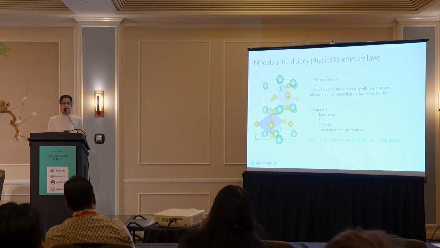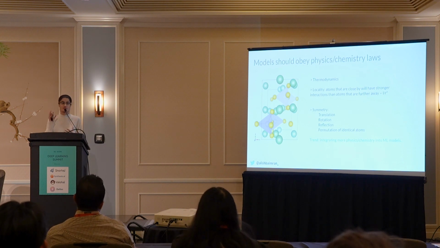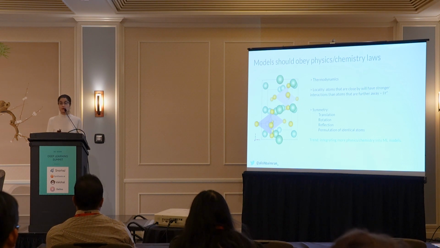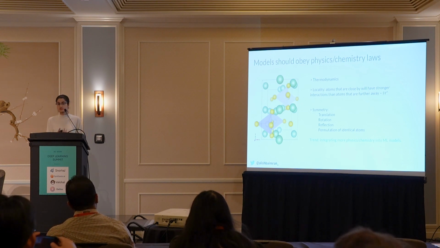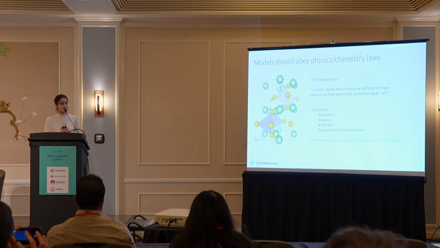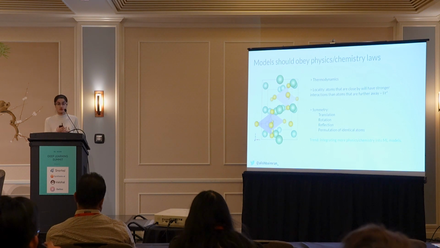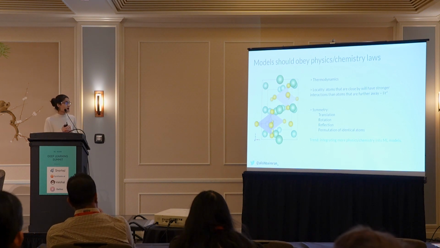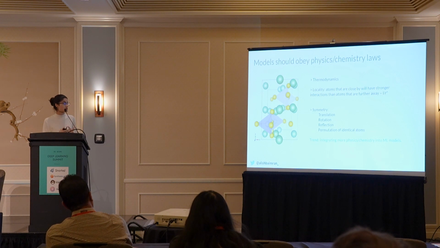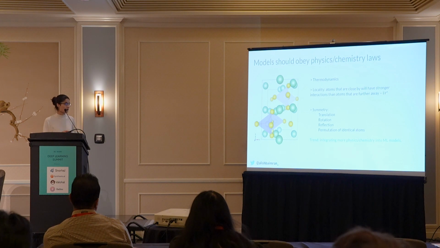One thing that I do want to highlight is you don't necessarily want to have a purely data-driven approach, right? You don't want to just throw data at your model and then hope that it's able to make a bunch of predictions, and you can use some of those predictions to then synthesize a new material. The big piece here is really you want to make sure your materials still obey chemistry and physics laws. So these are things that are very well known, things like thermodynamics or locality, the fact that atoms that are closer by will have stronger interactions than atoms that are further away. Things like symmetry, so you're looking at translation, rotation, reflection, and permutation of identical atoms as well.